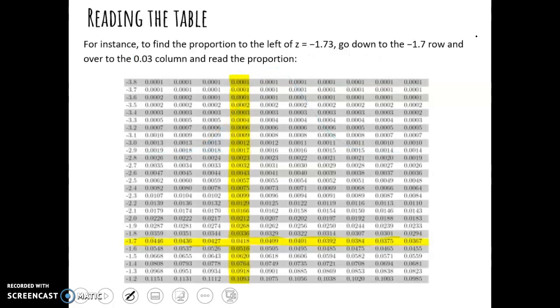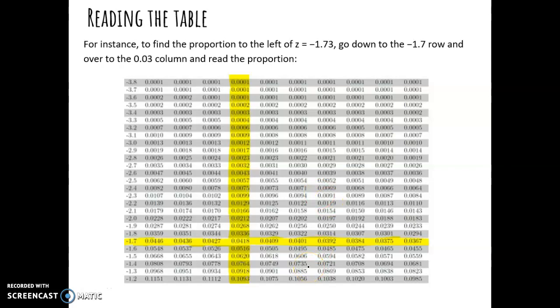So if we look, for instance, to find the proportion to the left of negative 1.73, you go down to negative 1.7 and you go over to 0.03, which you can't see, but at the top this is 0.00, 0.01, 0.02, 0.03, and you get 0.0418 would be the area to the left of negative 1.73. So the table will only find the area to the left.